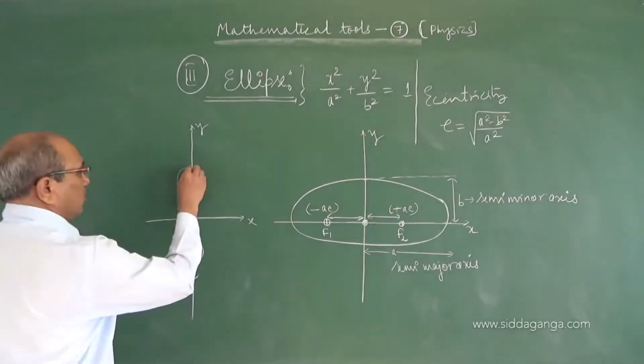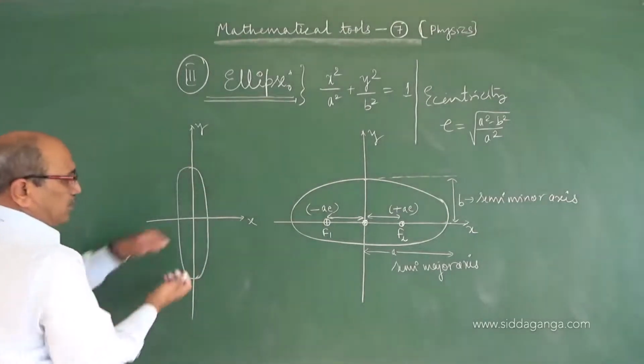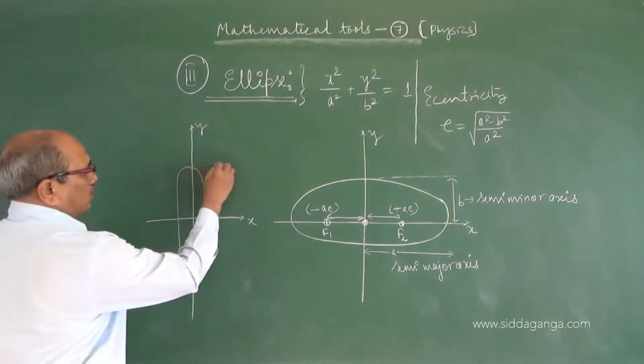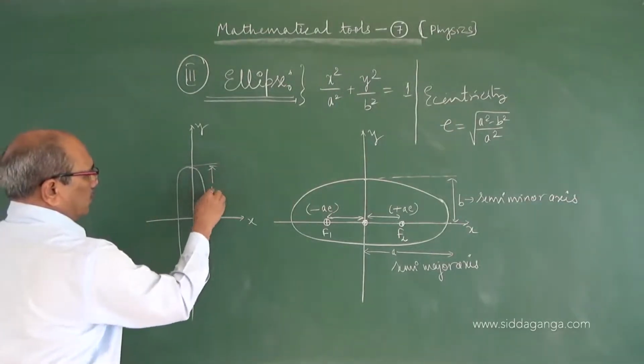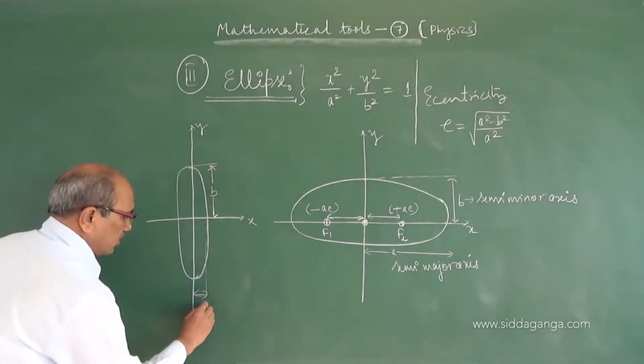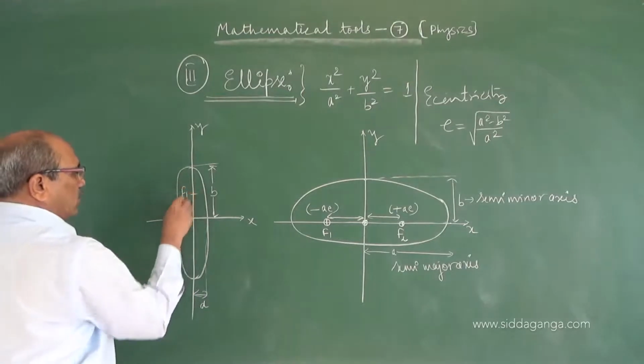Now the shape will be coming off the form. Vertical stretching. So now B is higher than A. This is A. Again F1 and F2.